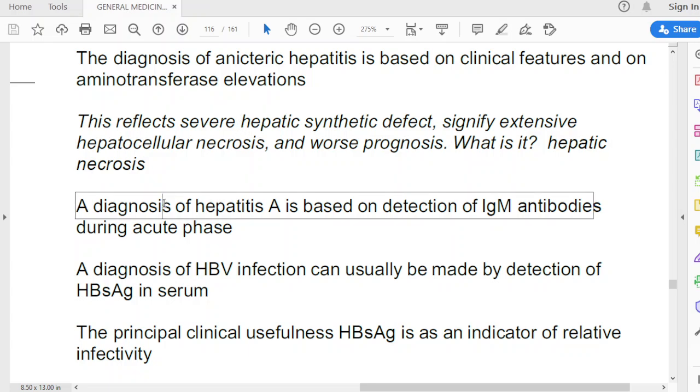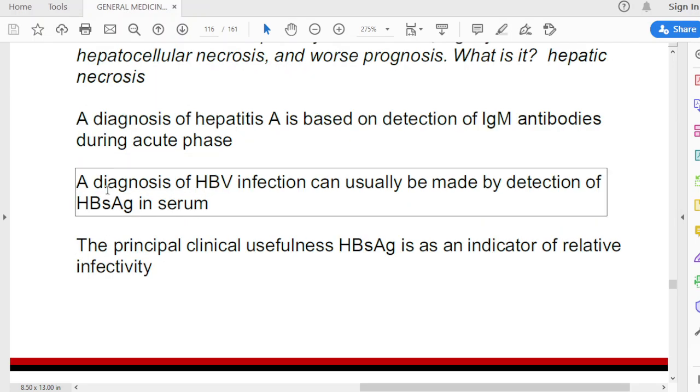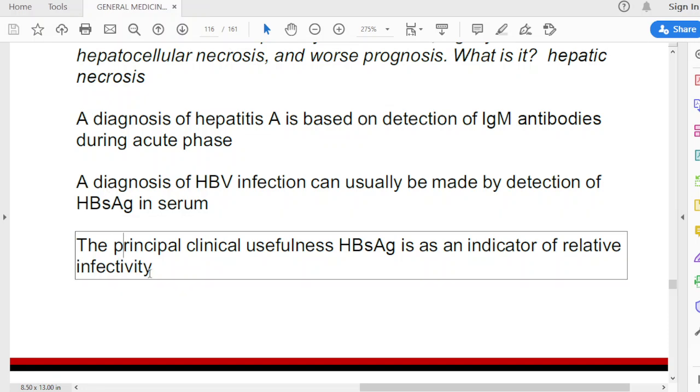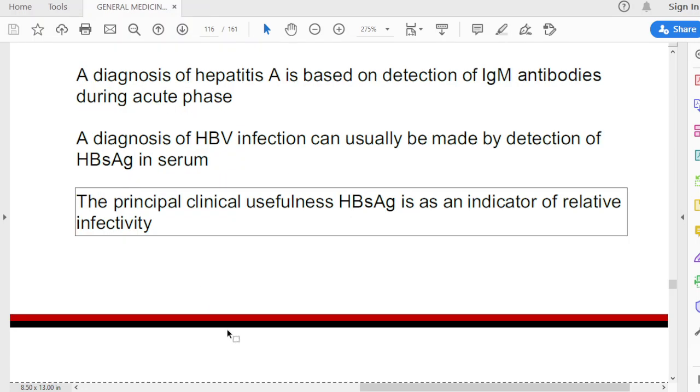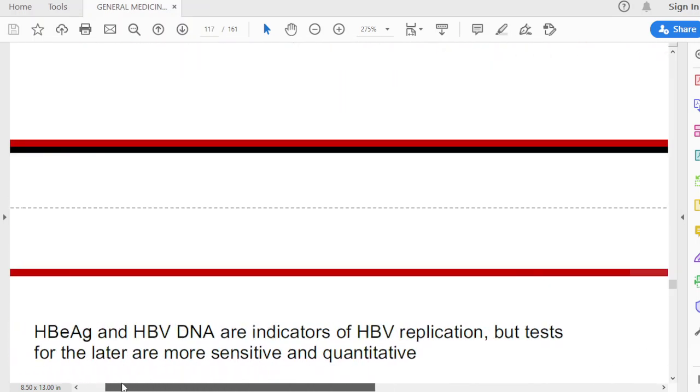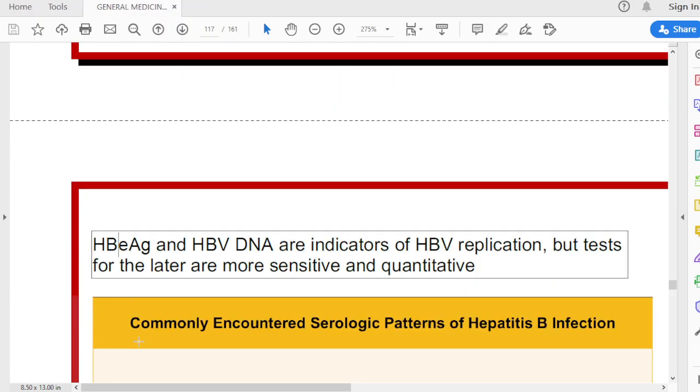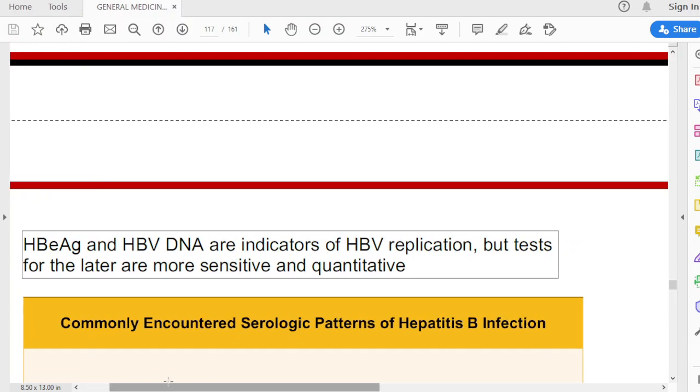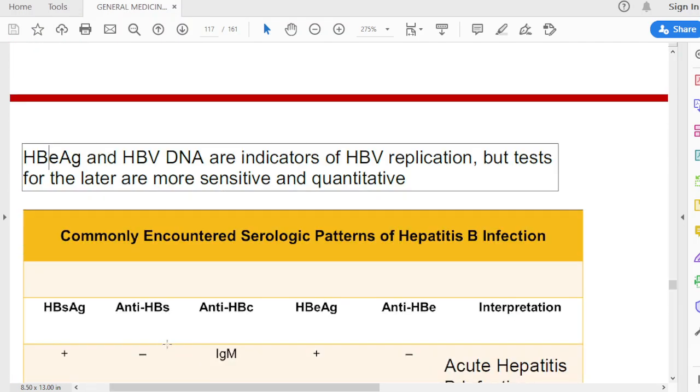A diagnosis of hepatitis A is based on detection of IgM antibody during the acute phase. A diagnosis of HBV infection can usually be made by detection of HBsAg in serum. The principal clinical usefulness of HBsAg is as an indicator of relative infectivity. HBeAg and HBV DNA are indicators of HBV replication, but tests for the latter are more sensitive and quantitative.